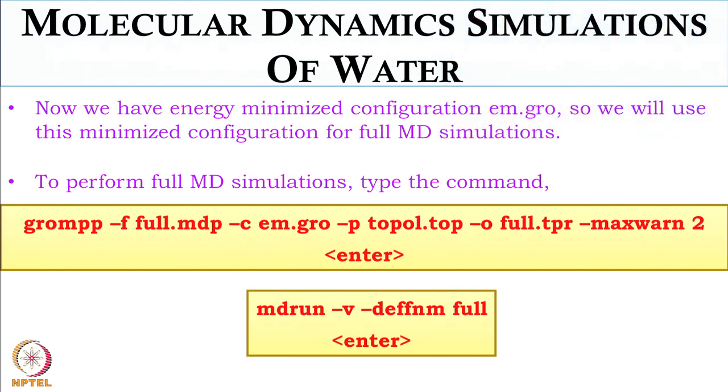Now suppose at the end of the simulation, I want the last configuration. Where is that saved? That is saved in full.gro. Does full.gro have just the last configuration, or many more? It has one, the last configuration.